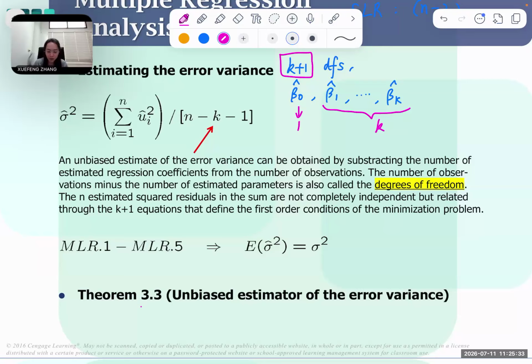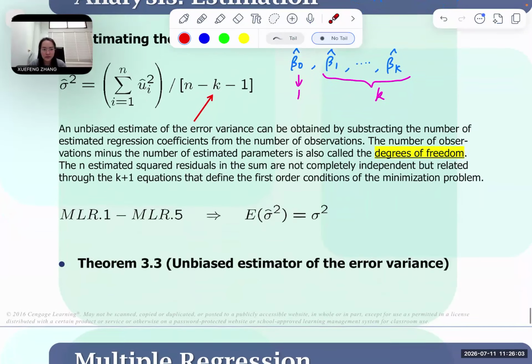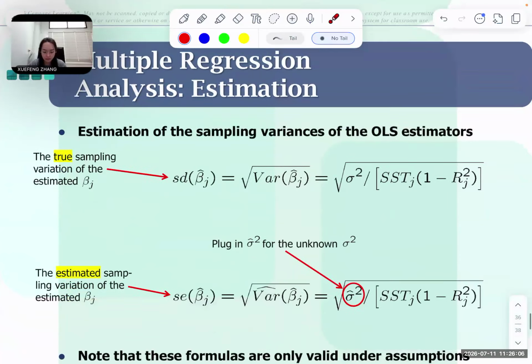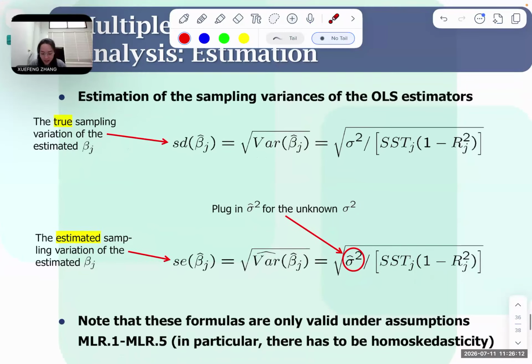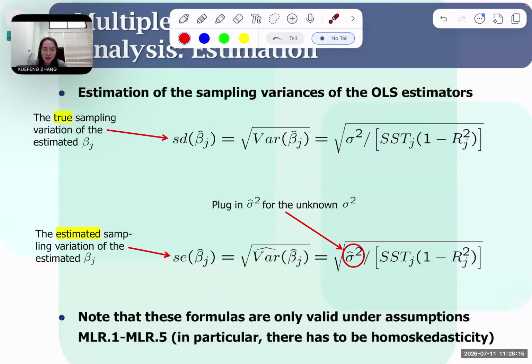Okay, next one, theorem 3.3. Under MLR1 to MLR5, the expected value of sigma squared hat equals sigma squared. This confirms that with the right denominator, which is n minus k minus 1, our estimate is unbiased too. Okay, an unbiased estimator of the error variance. If we know the error variance, what is the next step? And also it's the last piece, okay?